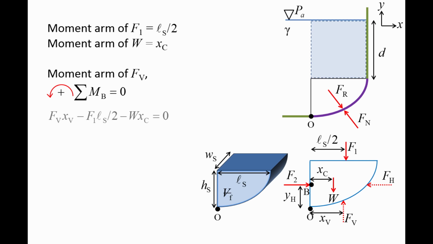By taking the moment about point B, the moment arms of F2 and Fh are 0. If we take the counterclockwise direction to be positive, the sum of the moments is Fv times its moment arm xv minus F1 times ls divided by 2 minus W times xc. And we can rearrange the equation to solve for xv.